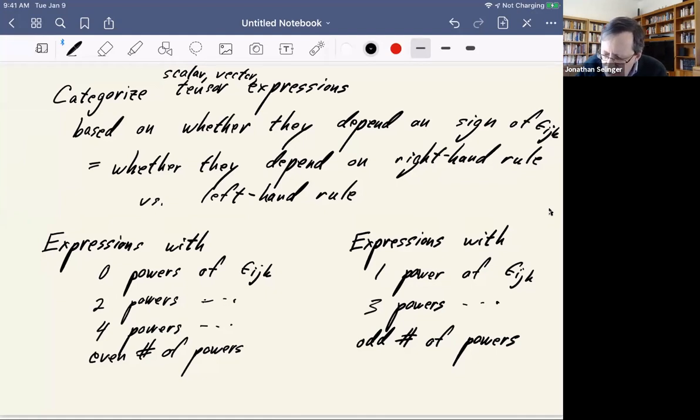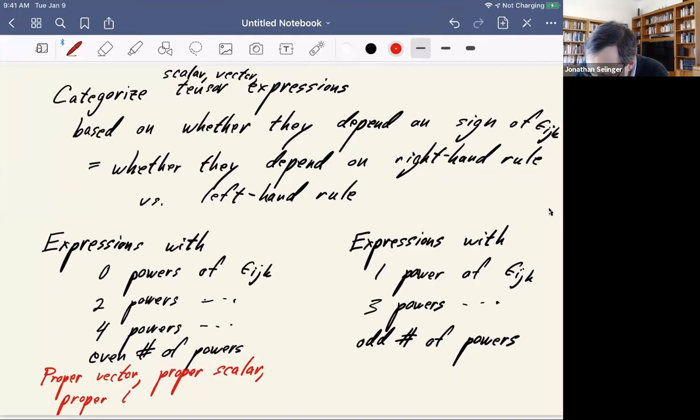So in order to use them, we need names for these things. The first kind are called a proper vector or a proper scalar or a proper tensor. These are called a pseudo vector or a pseudo scalar or a pseudo tensor.